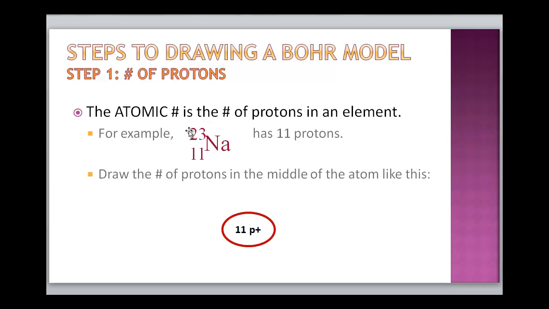One rule of thumb is that this might look different on the periodic tables that we hand out to you. What you need to understand is the smallest number associated with this symbol is always going to be associated with the protons. Okay, the larger number is going to be associated with the atomic mass, and that mass number is protons plus neutrons. Okay, so we draw the number of protons in the middle of the atom like this. So we have 11 protons, so we say 11 P for protons, and a positive sign indicating that protons have a positive charge.